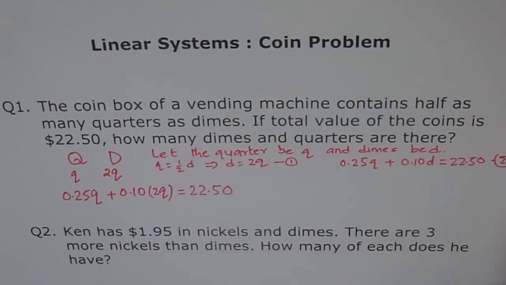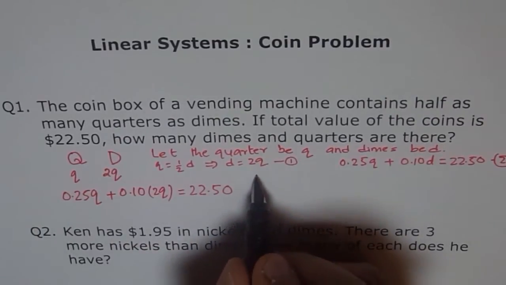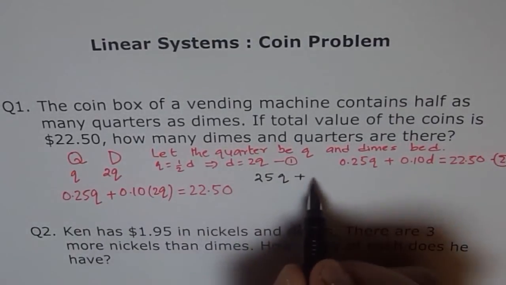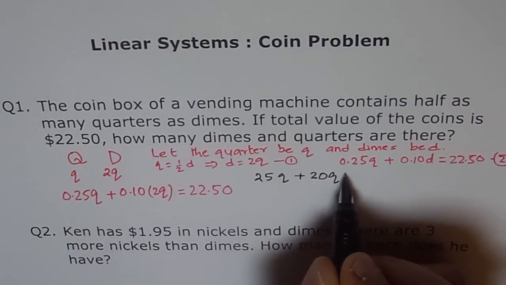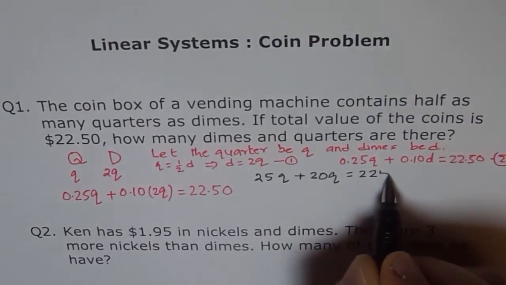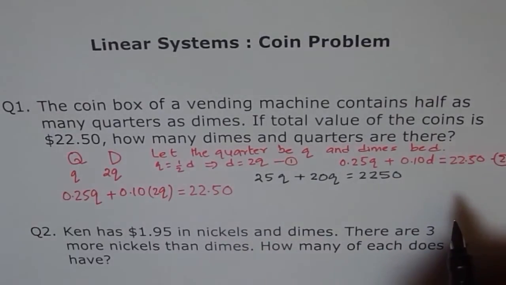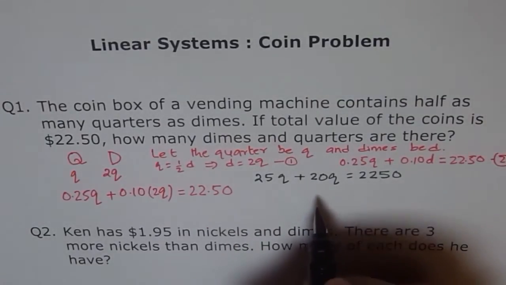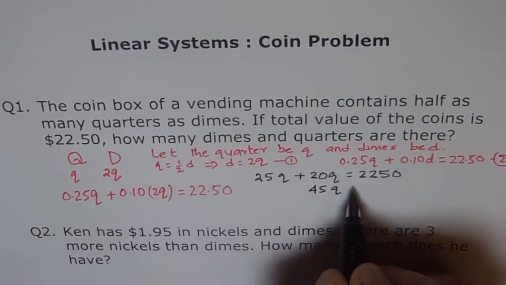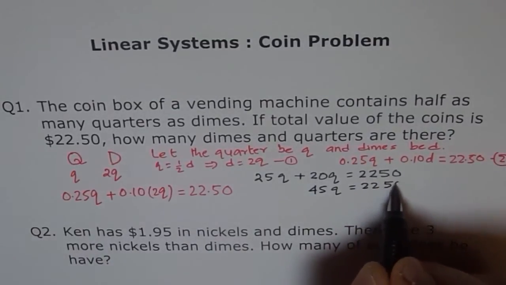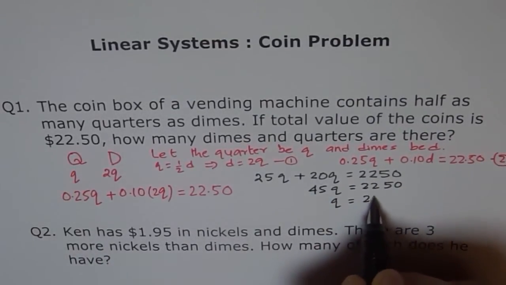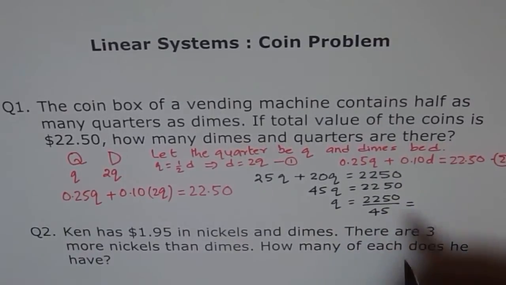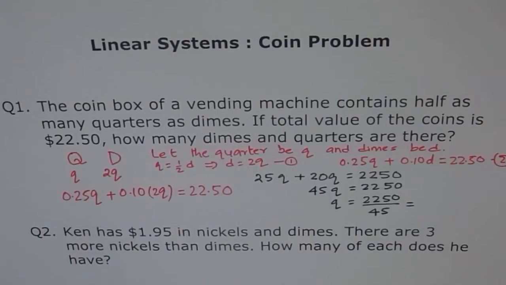So we are taking times 100 this side, times 100 that side, so equality remains. When you do 100 times this, you actually get 25Q plus 10 times 2, 20Q, equals 2250. Do you see that? So we got rid of decimals. This is a good step to do. And when you add 25 and 20, you get 45Q equals 2250. Is it okay? And therefore Q equals 2250 divided by 45. You could simplify it directly or use a calculator.